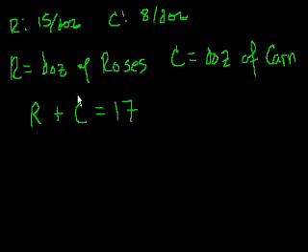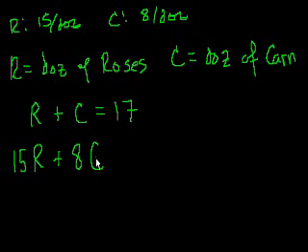It also tells us that she spent $192. So how do we figure out how much money she spent? If she bought r dozens of roses, how much did she spend on roses? Well, each dozen of roses is $15, so she spent 15 times the number of dozens. How much did she spend on carnations? She bought c dozens of carnations, and each dozen was $8, so she spent 8c on carnations. Her total amount spent was the amount on roses plus the amount on carnations, and that is equal to 192.